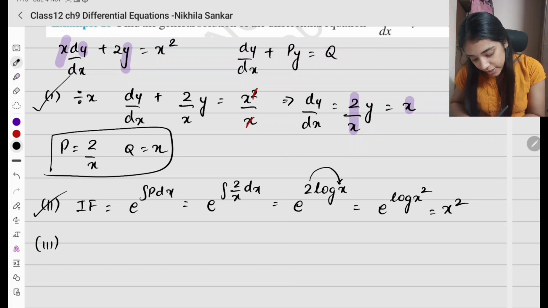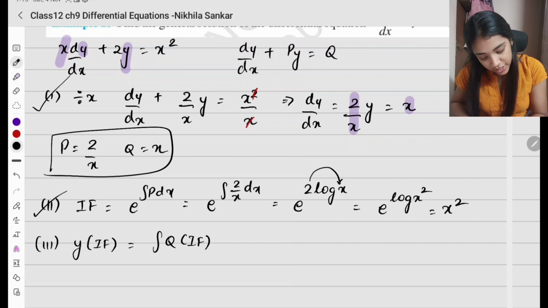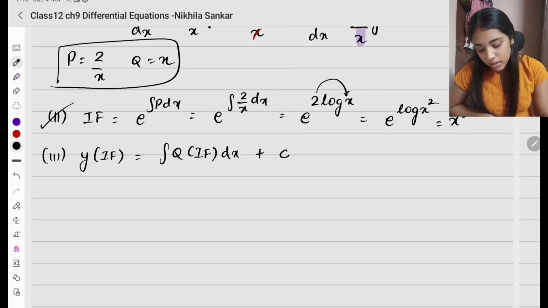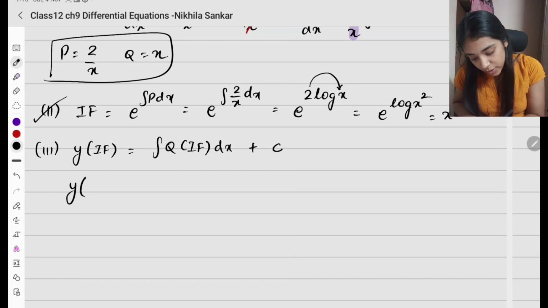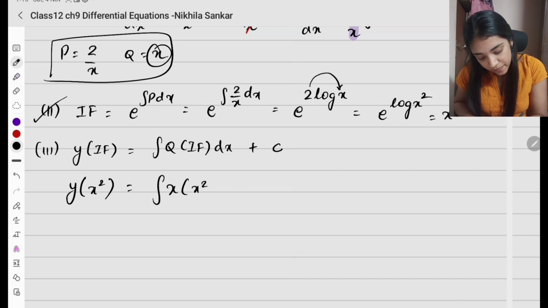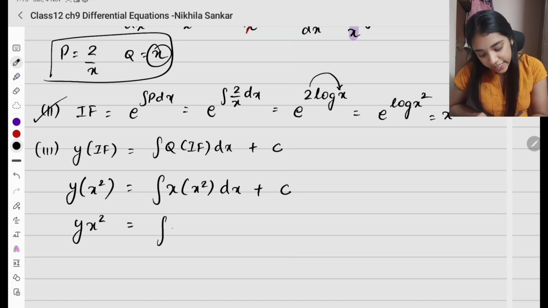Now third step: you have to substitute y times integration factor equals integral of q times integration factor times dx plus c. Shall we use this formula? Now I'm going to have y into integration factor, which is x square, equals, what is my q? q is going to be x. x times x square dx plus c. So I have y x square equals integration of x cube dx plus c.